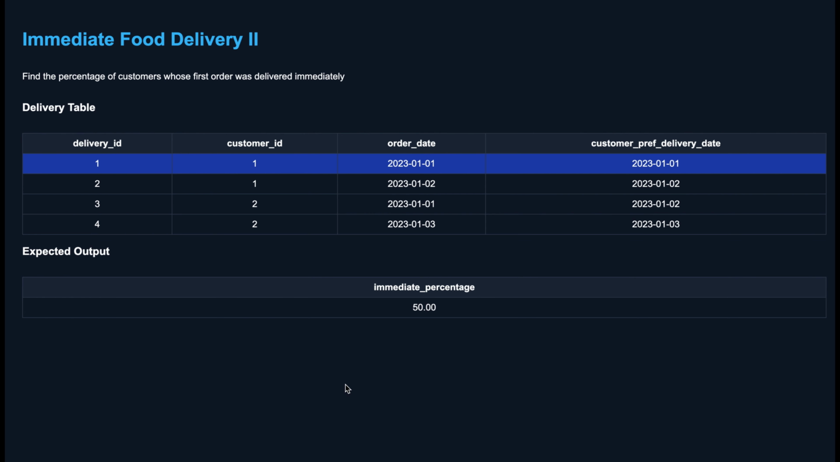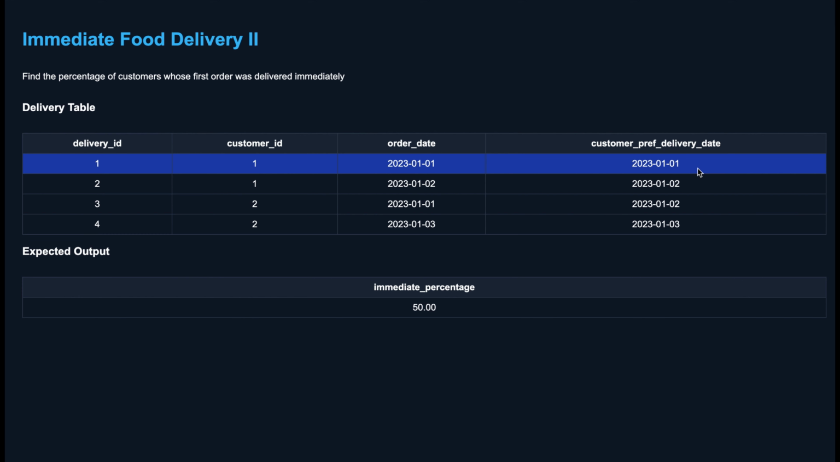So let's first understand the problem carefully. We are given a table called delivery, and each row represents an order placed by a customer. Each customer can place multiple orders over time, and for every order we have two important dates. One is the order date, when the order was placed, and the second is the customer preferred delivery date, when the customer wants it delivered, right? An order is considered immediate if the order date is equal to the preferred delivery date. So basically same day delivery, right?